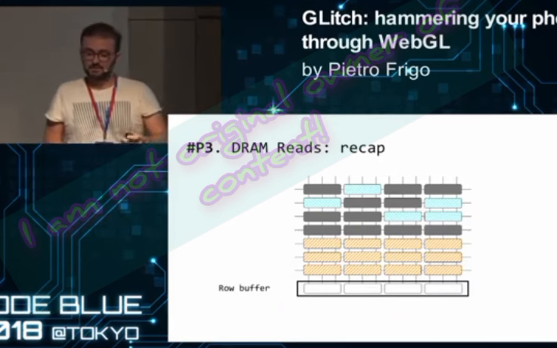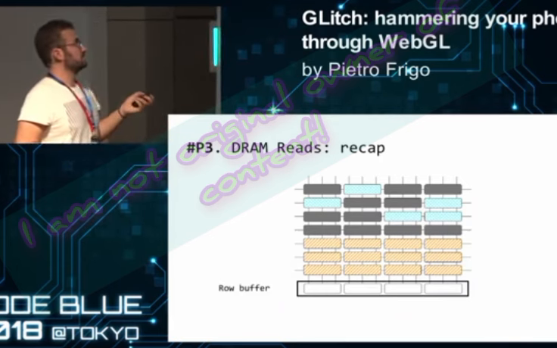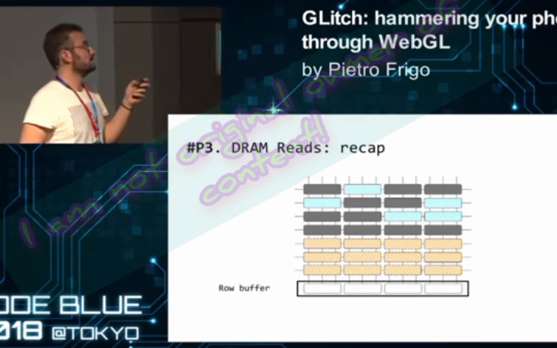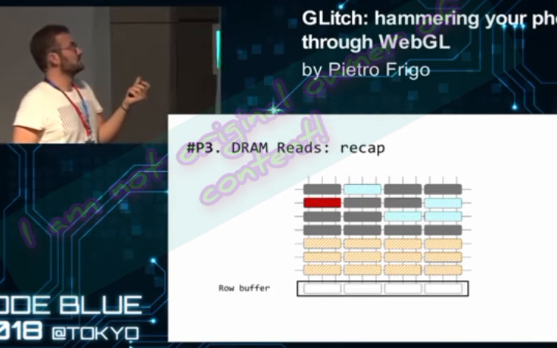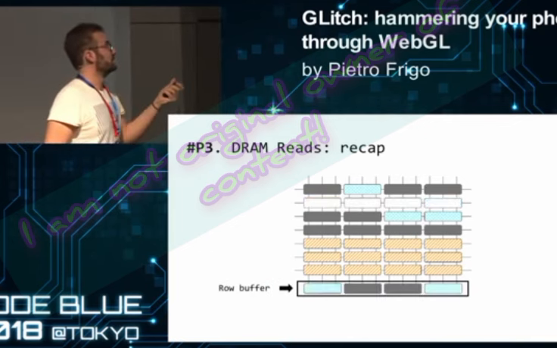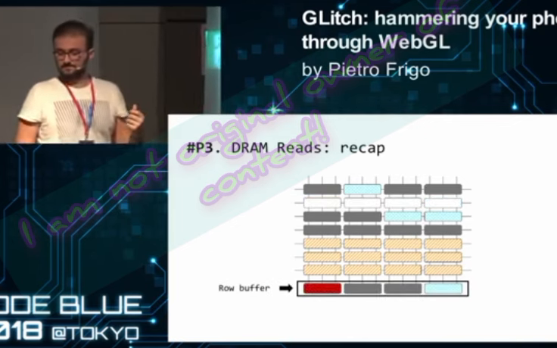So a bit of recap. We said that when you want to read from DRAM, what you need to do is you say, I want to read from that page. What you need to do is you activate the row, you bring it to the row buffer, and then you can read from there.